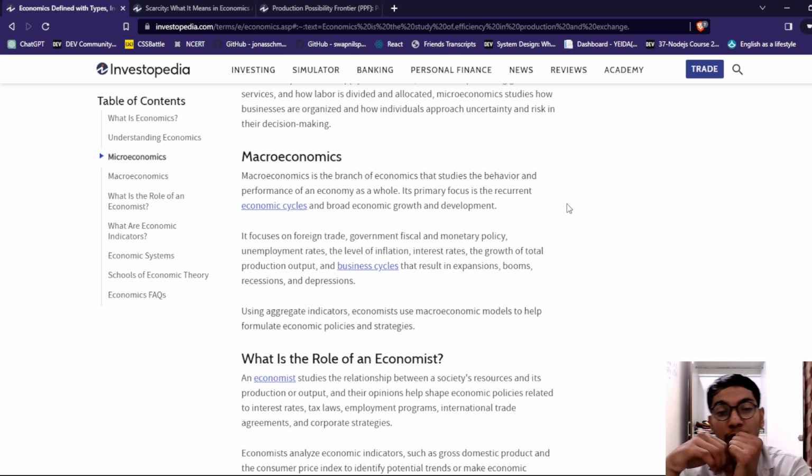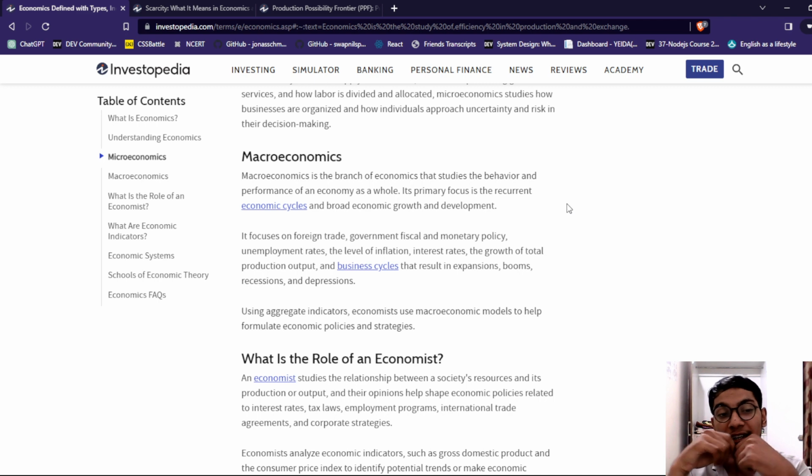Macroeconomics is a branch of economics that studies the behavior and performance of an economy as a whole. It is primarily focused on recurrent economic cycles and broad economic growth or development. It focuses on international trade, government fiscal and monetary policy, employment trends, the rate of inflation, interest rates, the growth of total production output, and business cycles that result in expansion, boom, recession, and depression. It uses aggregate indicators. Economists use macroeconomic models to formulate economic policy and strategies.